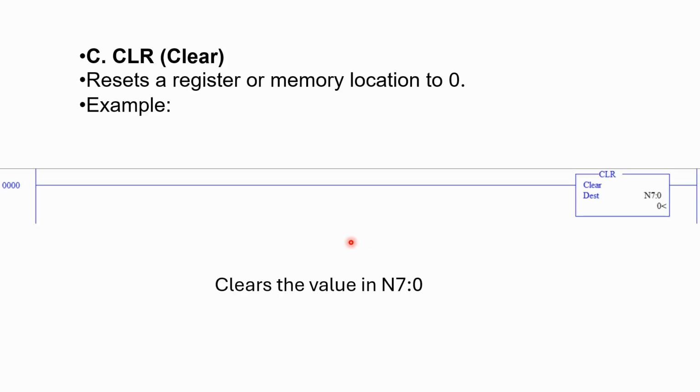There's also a clear instruction, which is very useful. It resets a register or memory location to 0. In the example here, we're clearing the value in N7:0 to 0. There's no need to move. I mean, you could do this with a move instruction, moving 0 into N7:0, but you can just write it with a clear instruction. It does the same thing.